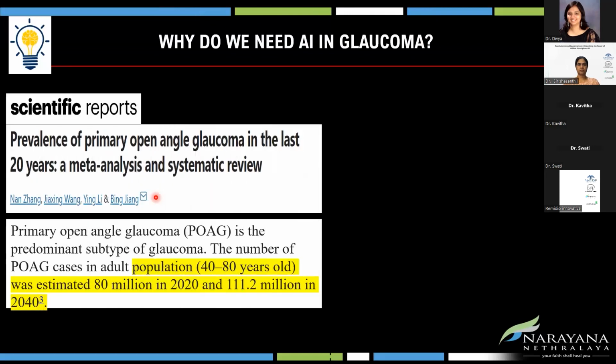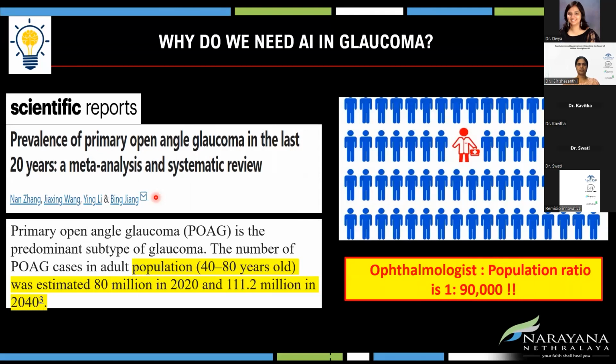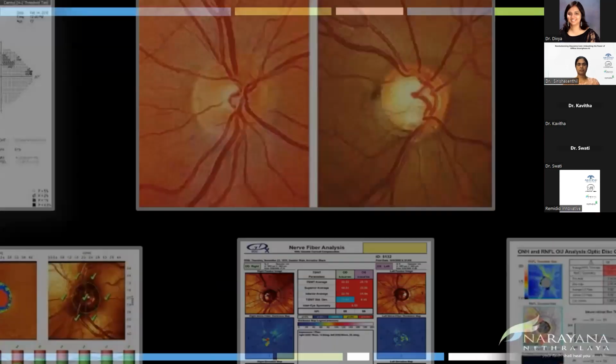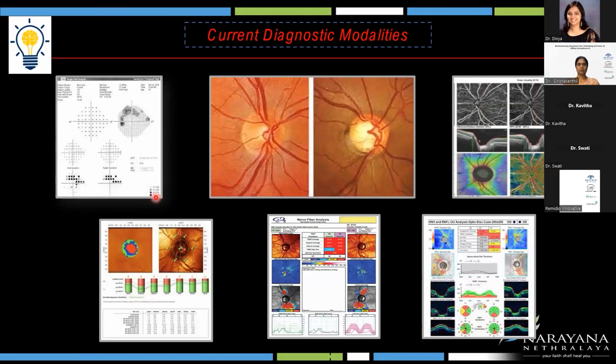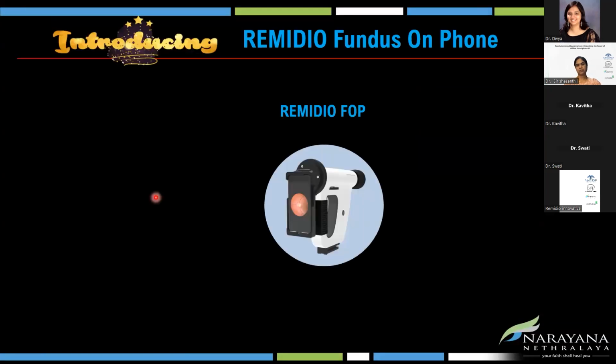As Dr. Divya has already spoken about why we require AI in glaucoma, it's mainly to bridge the gap between our large population and the scarcity of ophthalmologists and glaucoma specialists. So why is glaucoma so involved with AI? It's mainly because most of our diagnostic modalities are image-based, which makes it very suitable for AI design. In this era of smartphones, Remidio has designed an AI which can run offline on a smartphone, and it can be used by even a non-ophthalmologist, a non-glaucoma specialist, and any ophthalmologist in general. So this can make screening very effective, even in remote areas.